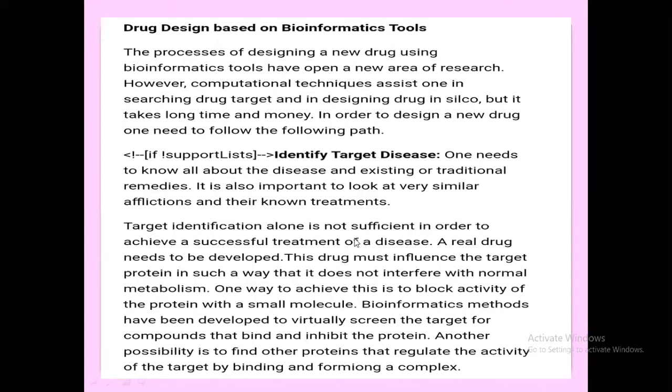Target identification alone is not sufficient in order to achieve a successful treatment of the disease. A real drug needs to be developed. This drug must influence the target protein in such a way that it does not interfere with the normal metabolism. One way to achieve this is to block the activity of the protein with a small molecule. Bioinformatic methods have been developed to virtually screen the target for compounds that bind and inhibit the protein. Another possibility is to find other proteins that regulate the activity of the target by binding. So here you see that first you are identifying the target disease.